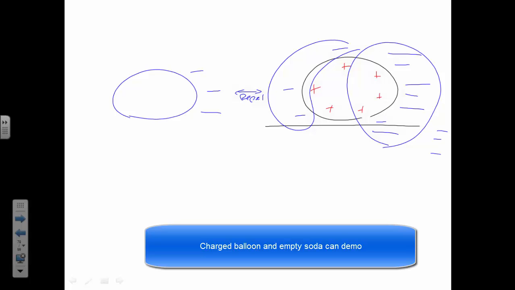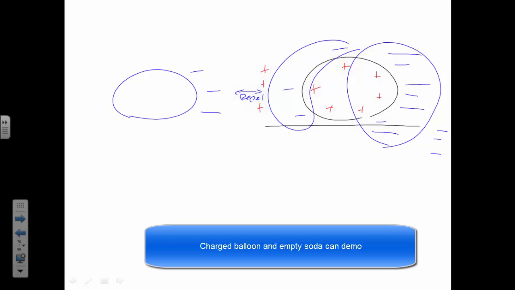On my left side, I have a net charge of what? 3 positives. Will they attract? They should attract. You think that'll happen? Ready? Look, it's moving. Here we go. And this is quite a strong effect, too.